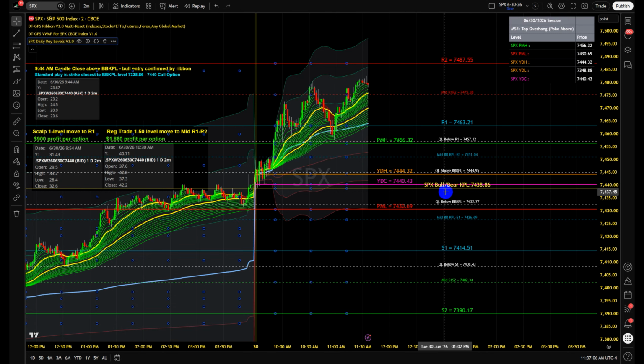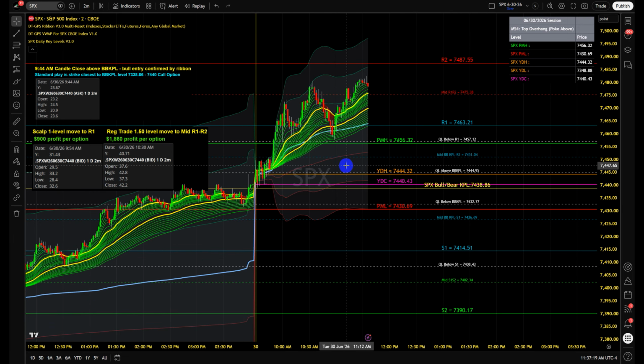Your regular scalp trade is going to be a one level move calculated from the level that you're basing the trade on, in the direction of the trade. So that would be R1. So if you just want to do a scalp trade, the target is R1, one full level away.